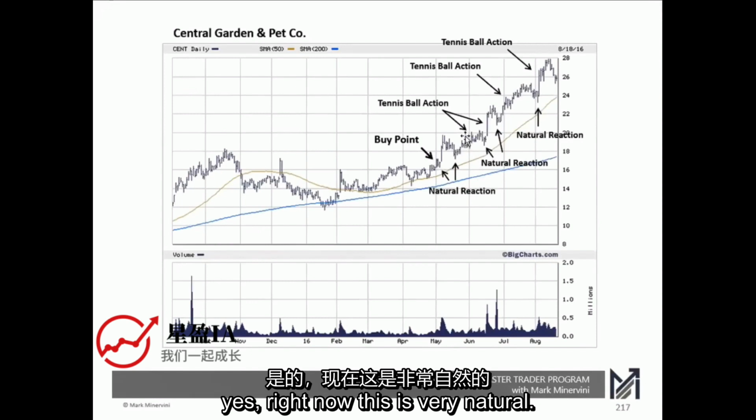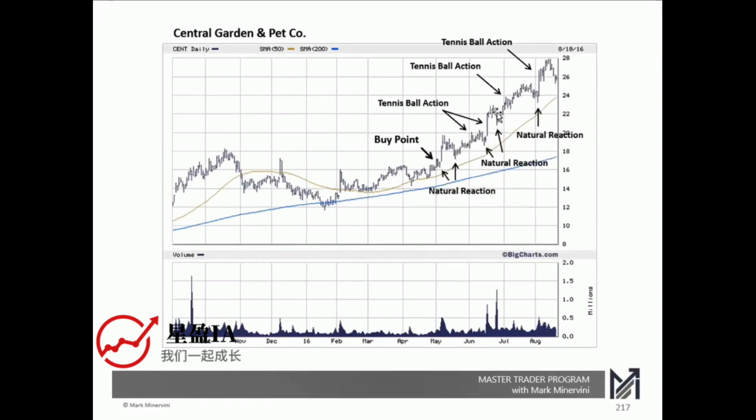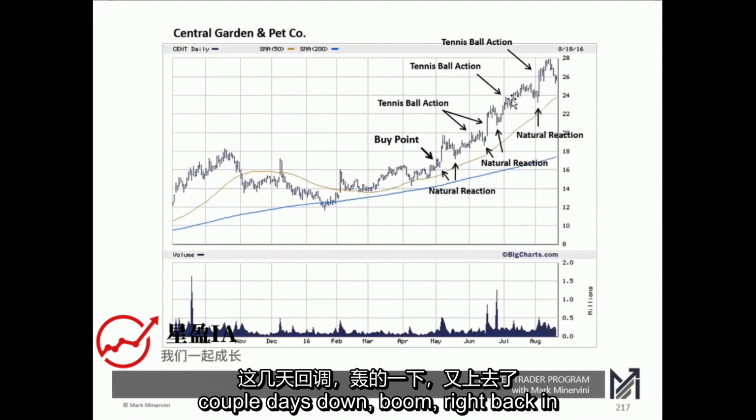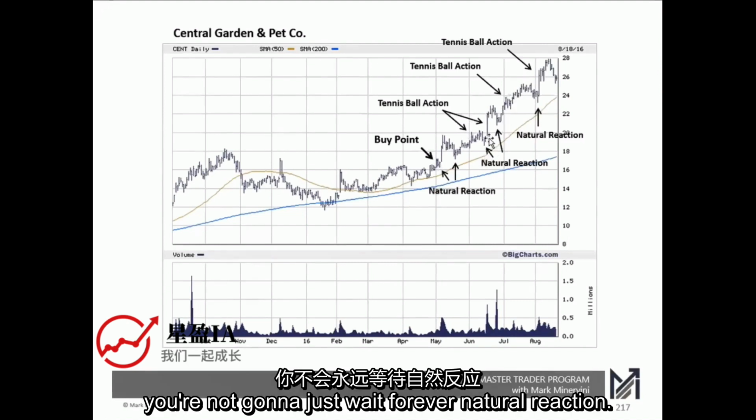And again, is this natural? Yes, right now this is very natural, and we come right back in tennis ball action. See the pullback here, just a couple days down, boom, we're right back in another pullback. Look how fast, right back up. So now eventually you're going to want to sell. You're not going to just wait forever.